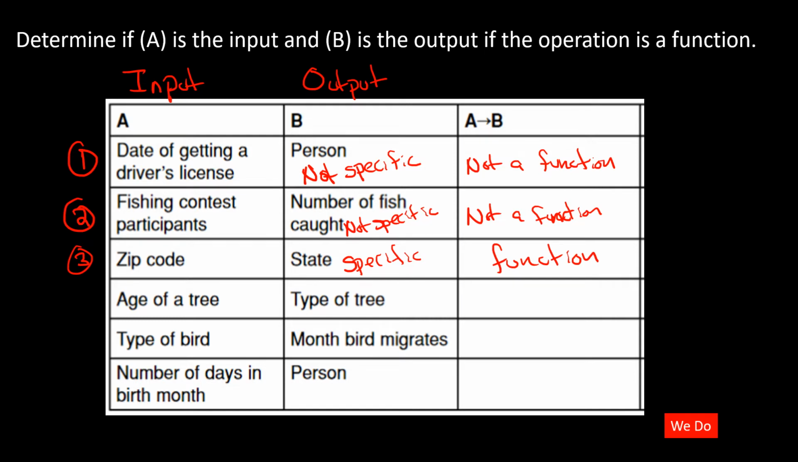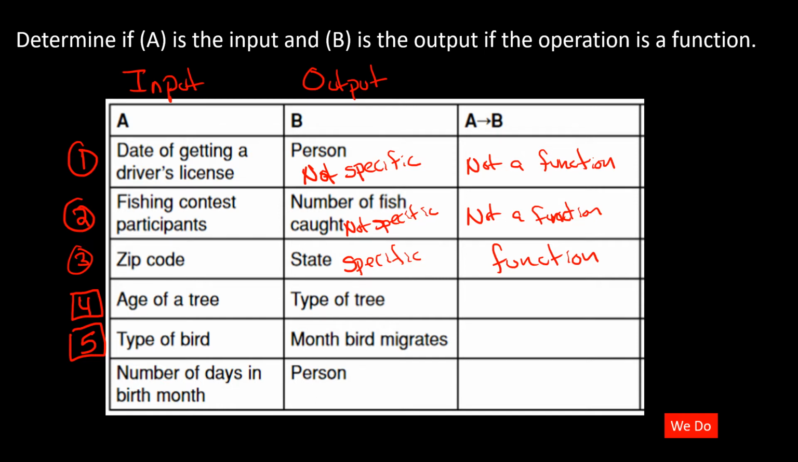So now for number 4, I want you guys to do this one. If you know the age of the tree, if I tell you this tree is 30 years old, can you tell me exactly what type of tree that is? Think about that. For number 5 here, if I tell you exactly what type of bird, like if I said seagull or crow or pigeon, could you tell me what month the bird migrates? Think about that one. That one's an interesting one.